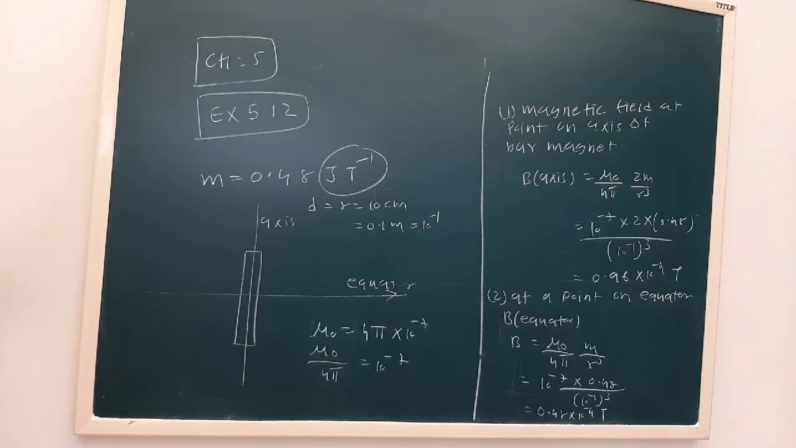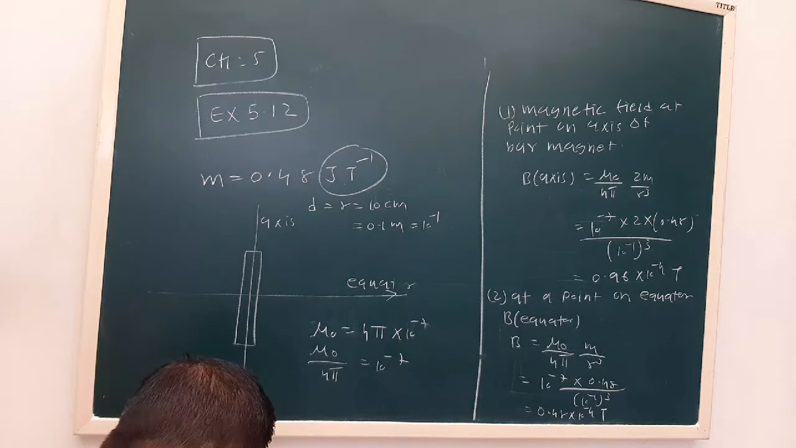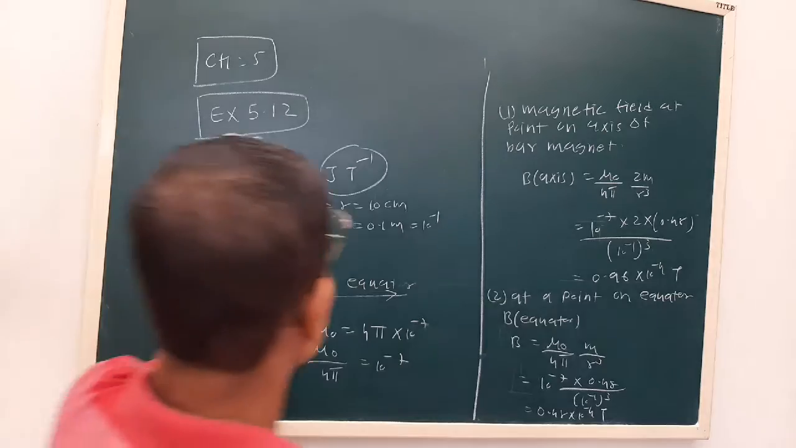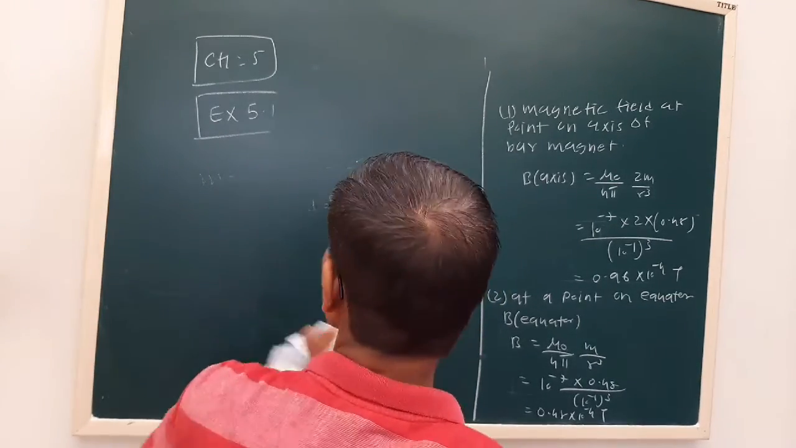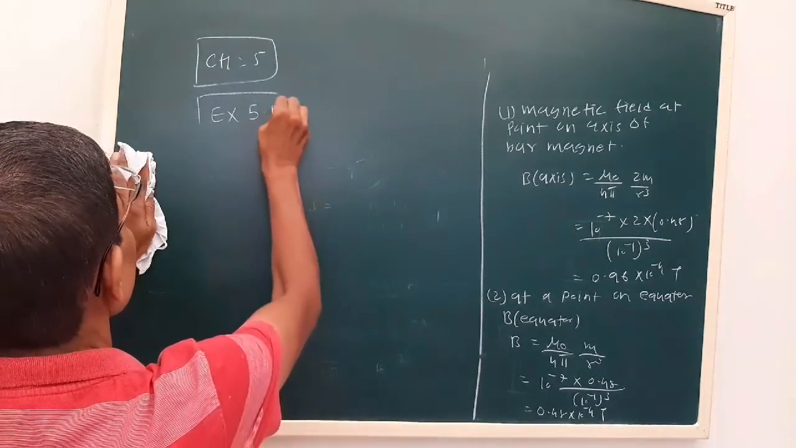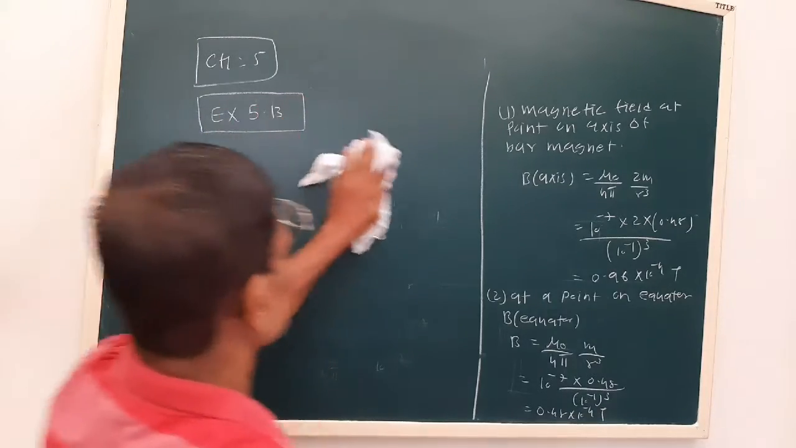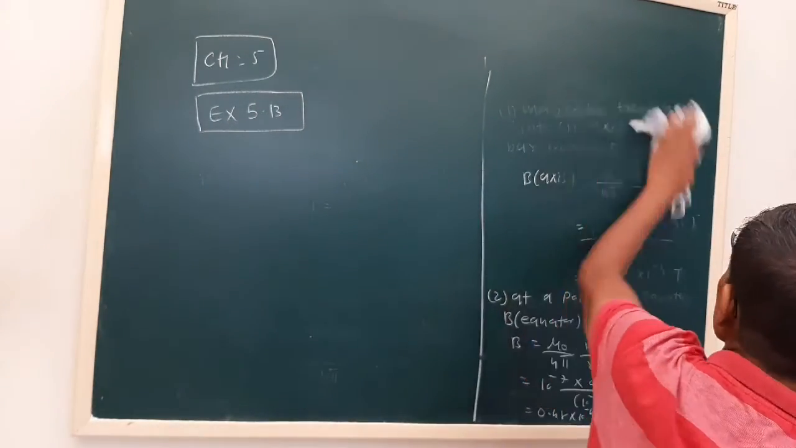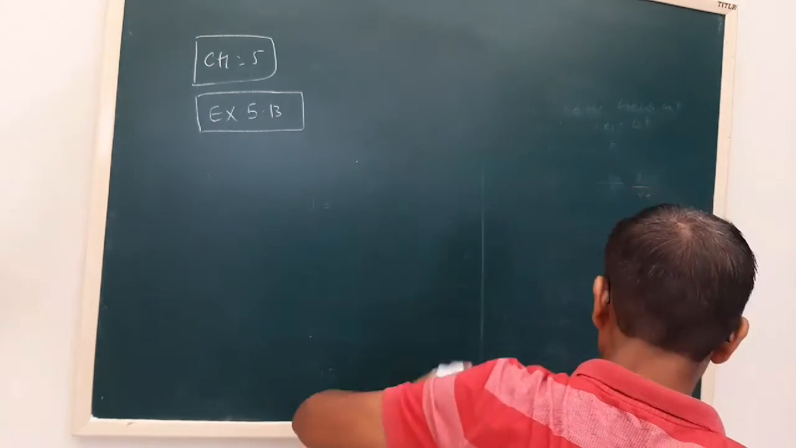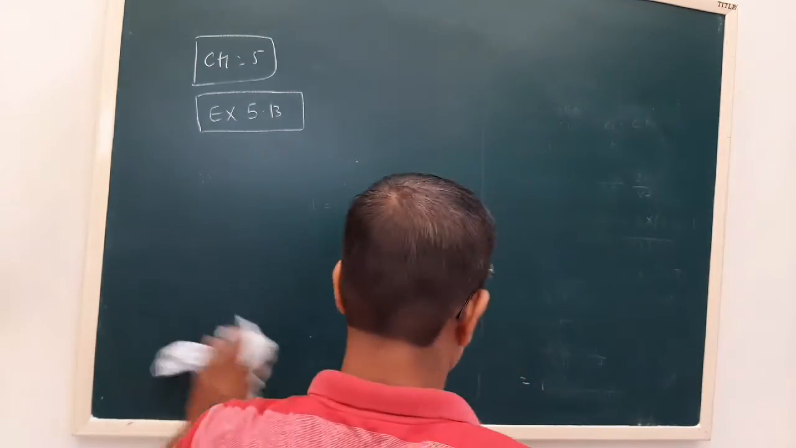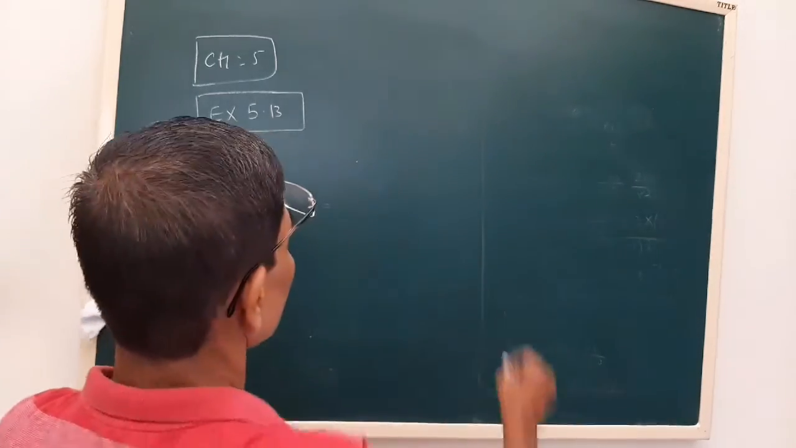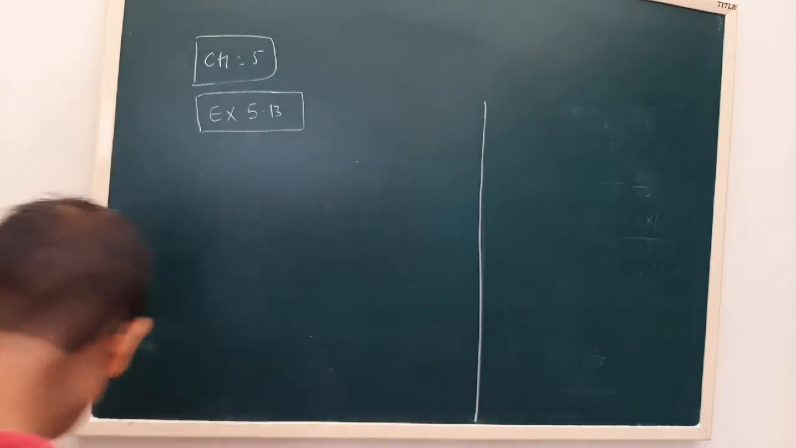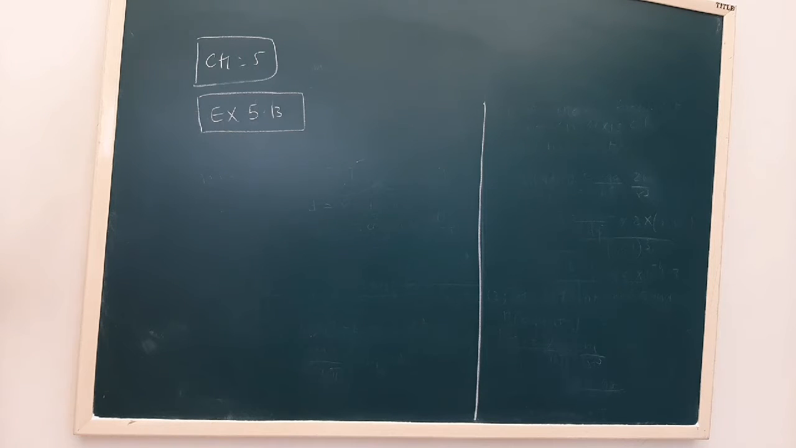So now see next, exercise number 5.30. Okay, see the question is: a short bar magnet is in a horizontal plane with its axis aligned in the magnetic north-south direction.